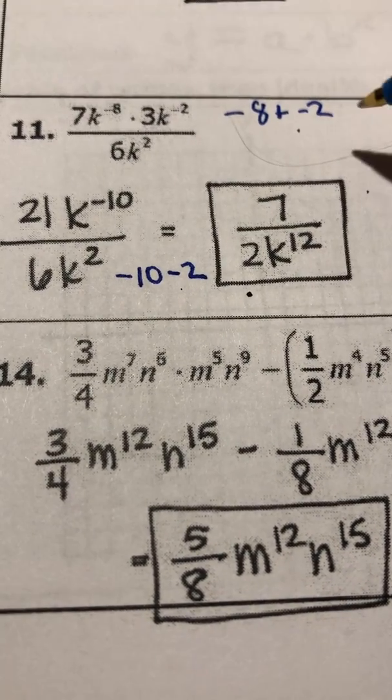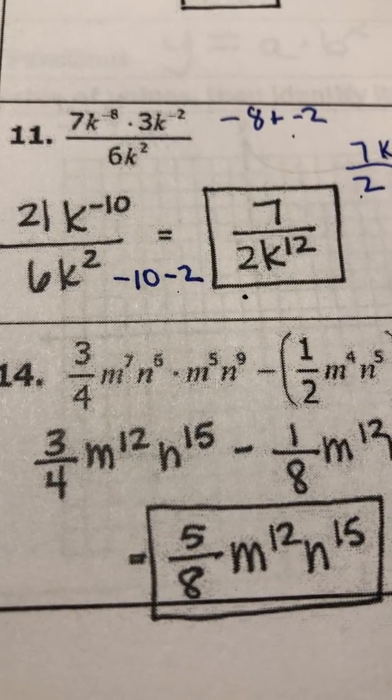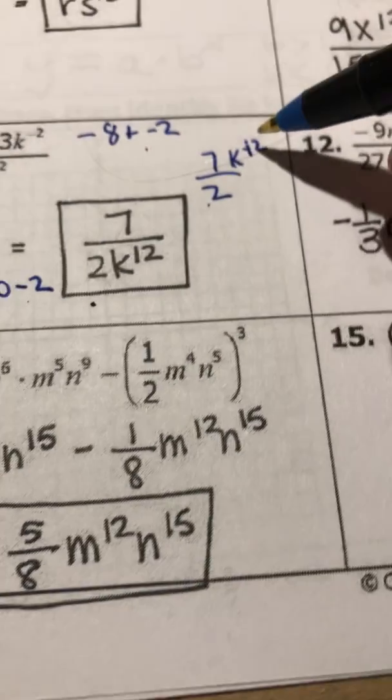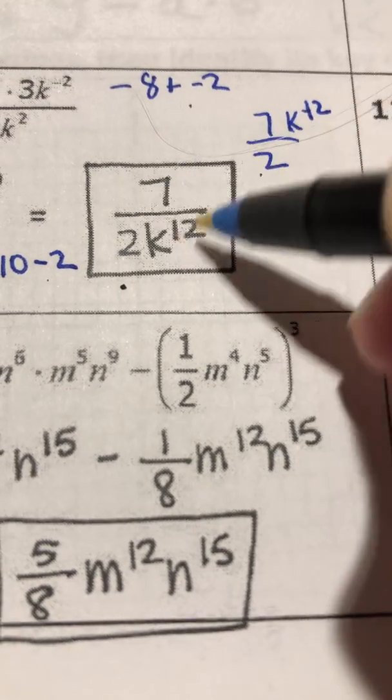So if you think about it, before I got this answer, right, if I had 7 over 2 and then k to the negative 12, I'm going to stick negative 12 onto the bottom and turn it positive. That's how I got that.